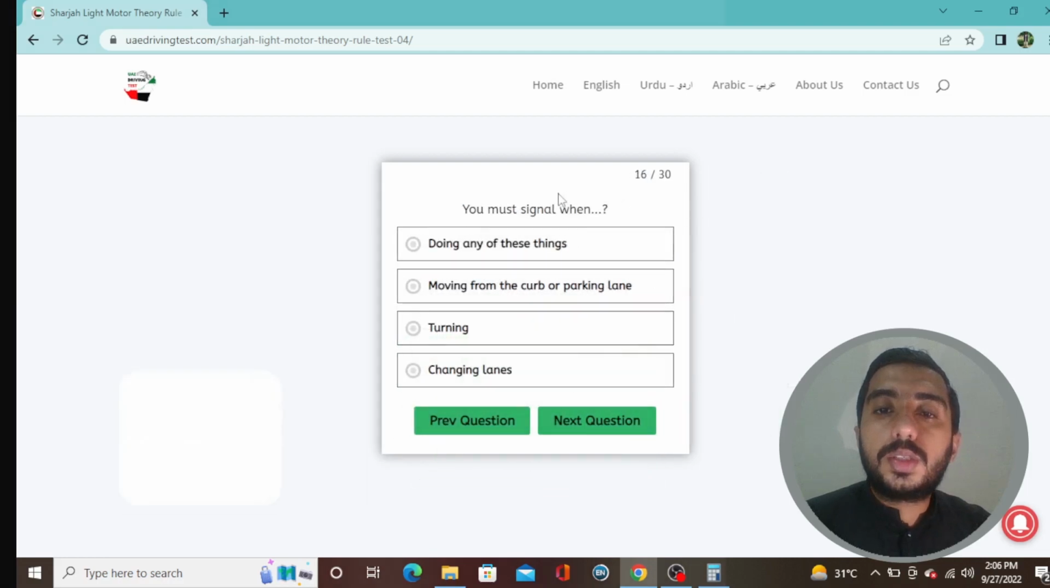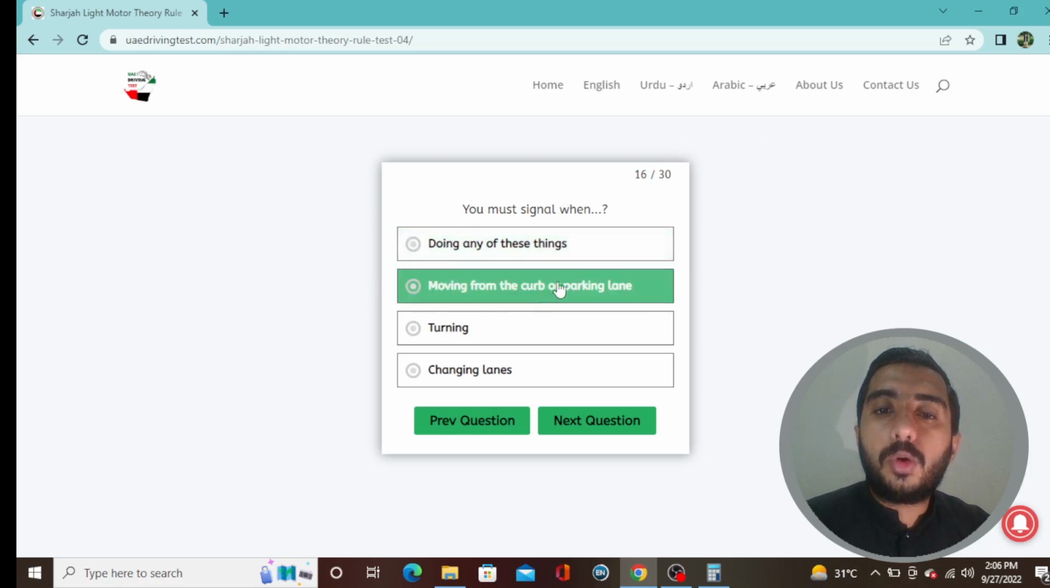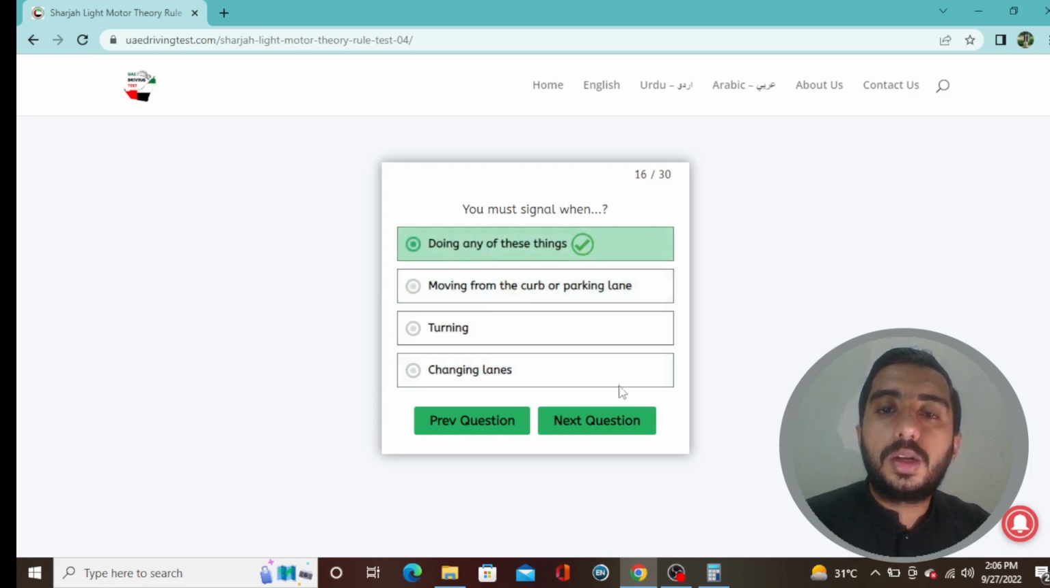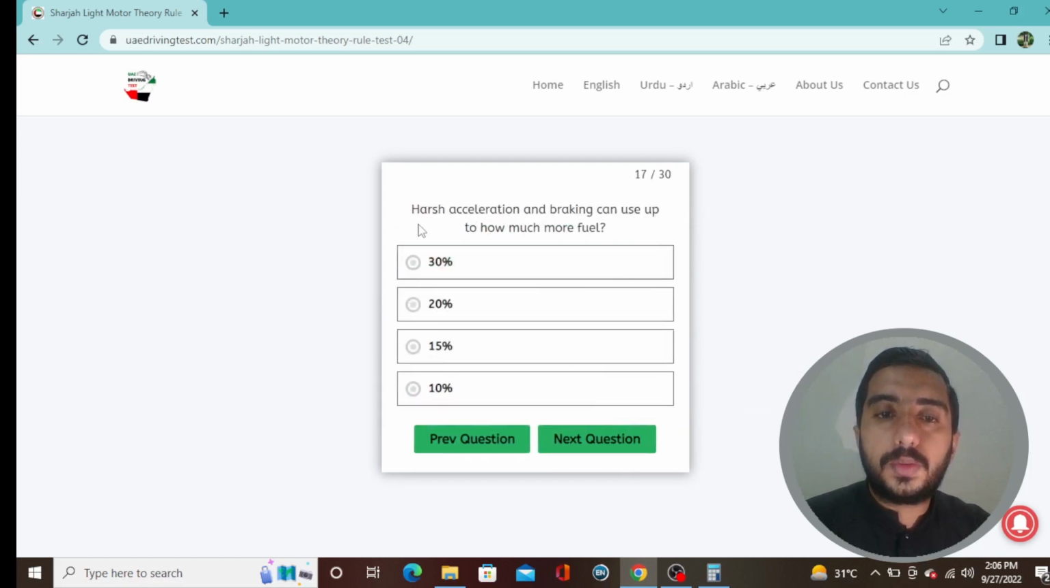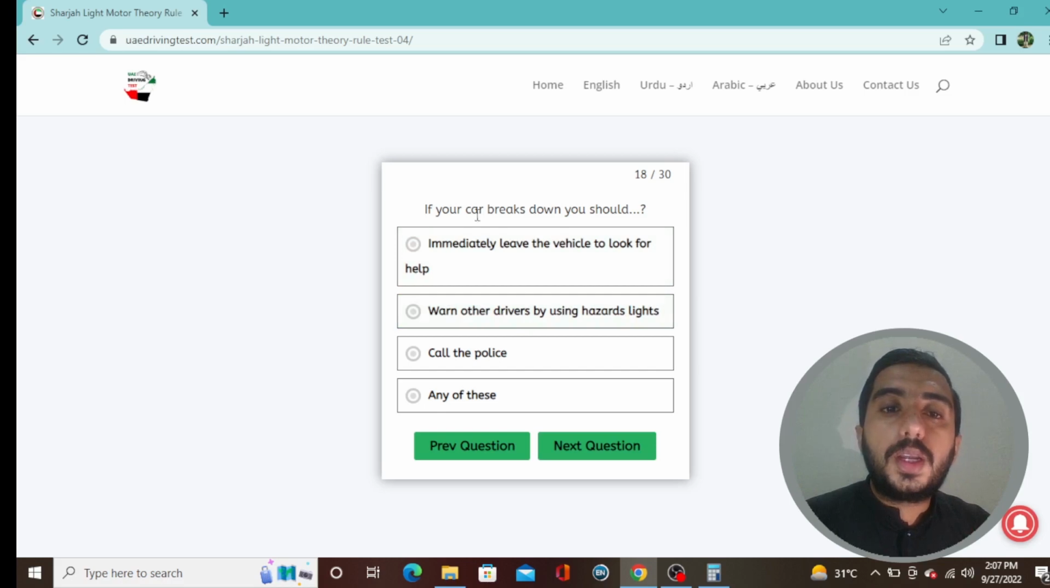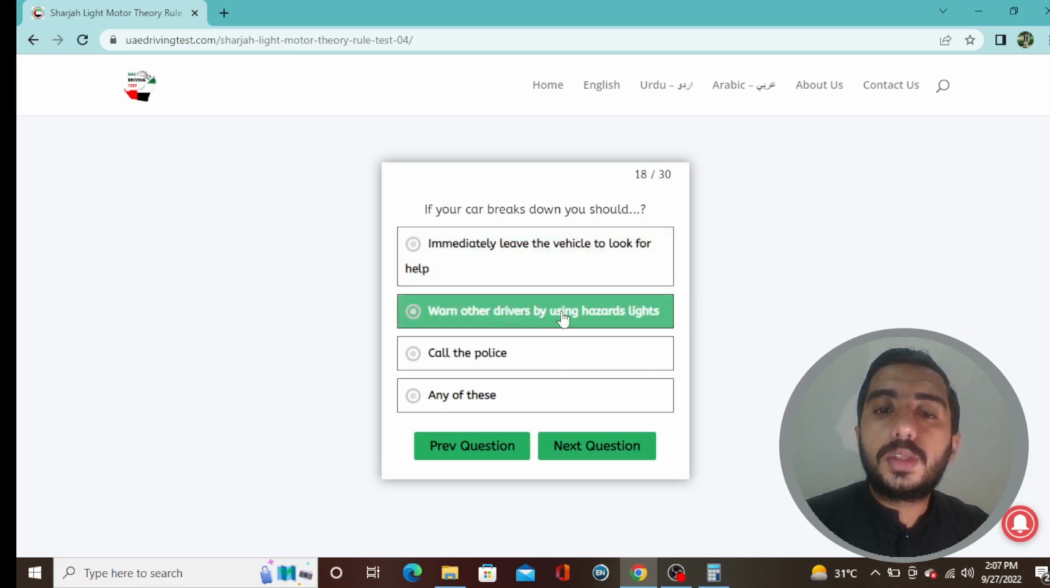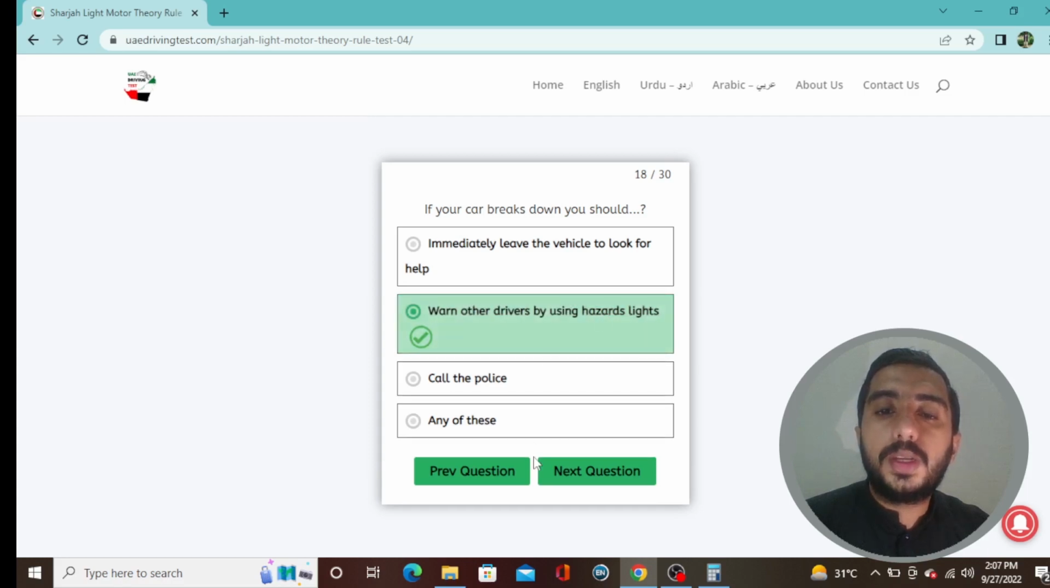Next question. Question number 16 is, you must signal when moving from the curb or parking lane, when turning, and when changing lanes. All these three options are correct, so option A we need to select. And next question, question number 17 is, harsh acceleration and braking can use up to how much more fuel? It will cause almost 30% more fuel. Next question. Question number 18 is, if your car breaks down, you should warn other drivers by using hazard lights. Option B is the correct one.